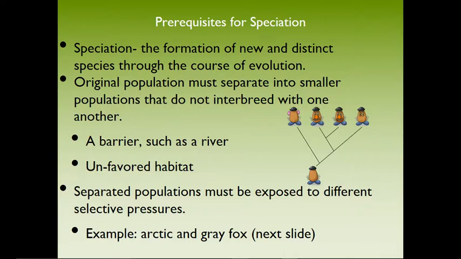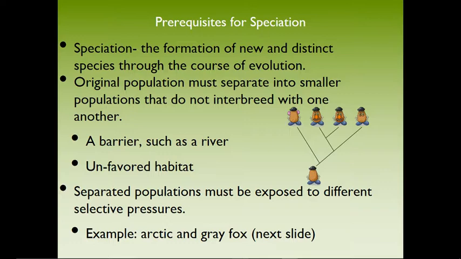Speciation is the formation of new and distinct species through the course of evolution, and we'll view an image of that on the next slide so you can get a better understanding of that. However, for speciation to occur, there are a few prerequisites. The original population must separate into smaller populations, and those populations can't breed with each other. This could occur due to natural barriers such as rivers, or it could be any barrier really. It also doesn't even need to be a barrier. It could be an unfavored habitat where it just doesn't suit the needs of that part of the population.